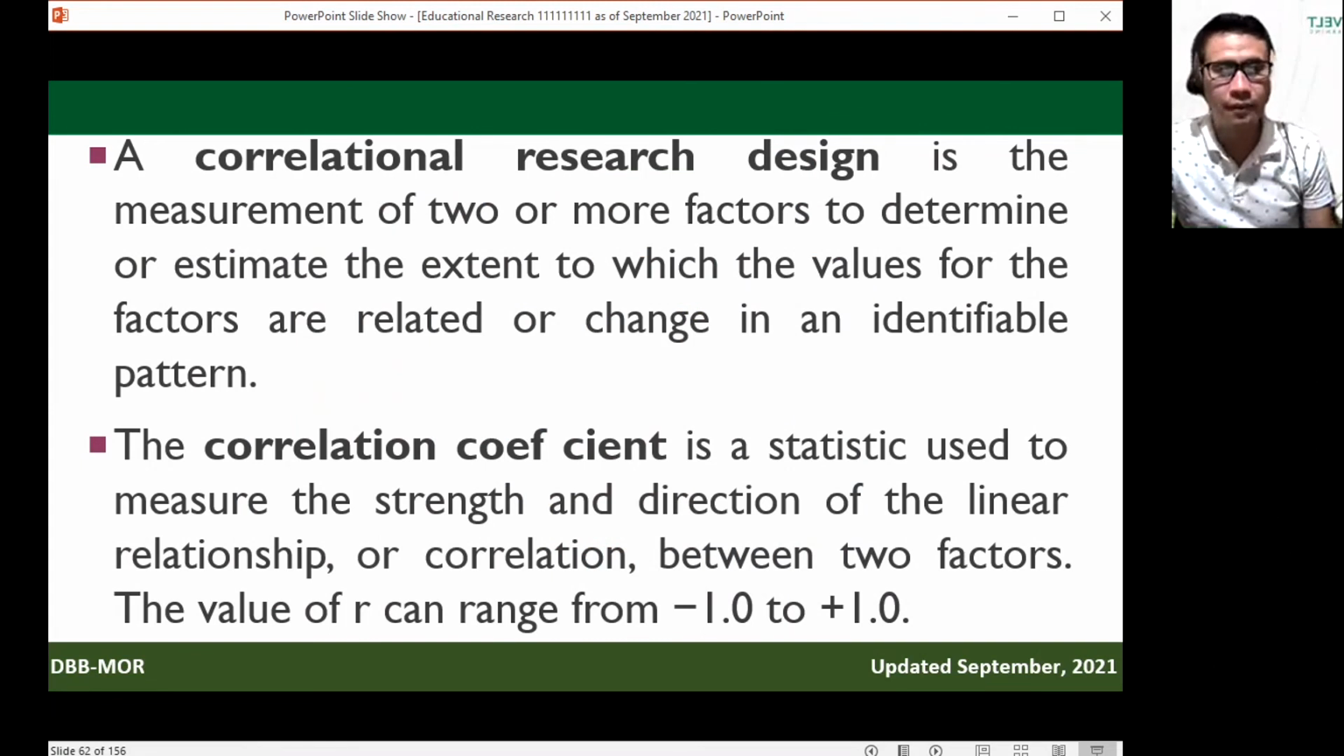It is a design to measure two or more factors to determine or estimate the extent to which the values for the factors are related or changed in an identifiable pattern. And the correlation coefficient is the statistical treatment, or the statistic, that can be used to measure the strength and direction of the relationship, whether it is positive or negatively correlated. So we call that the correlation coefficient. And the design, di ba, chapter number 3, methodology, the research design. So your research design is correlational research.